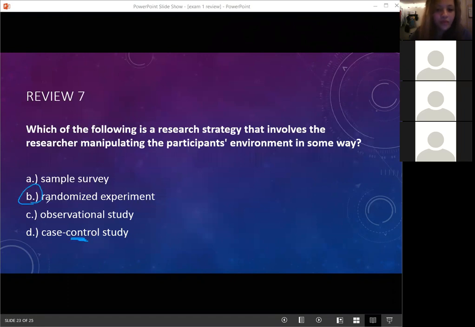So our answer is B in this case, because the researcher is manipulating something, so it has to be an experiment. Observational, we don't manipulate anything, and same with the sample survey. There's no manipulation. You're just taking whatever survey you got there.